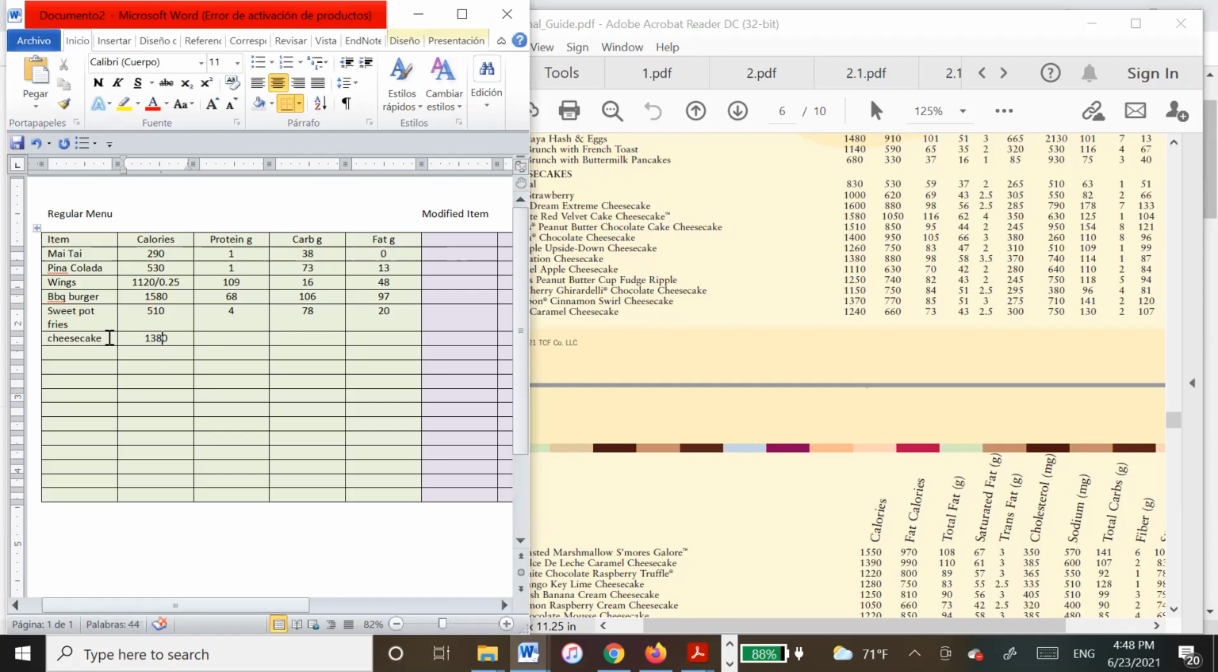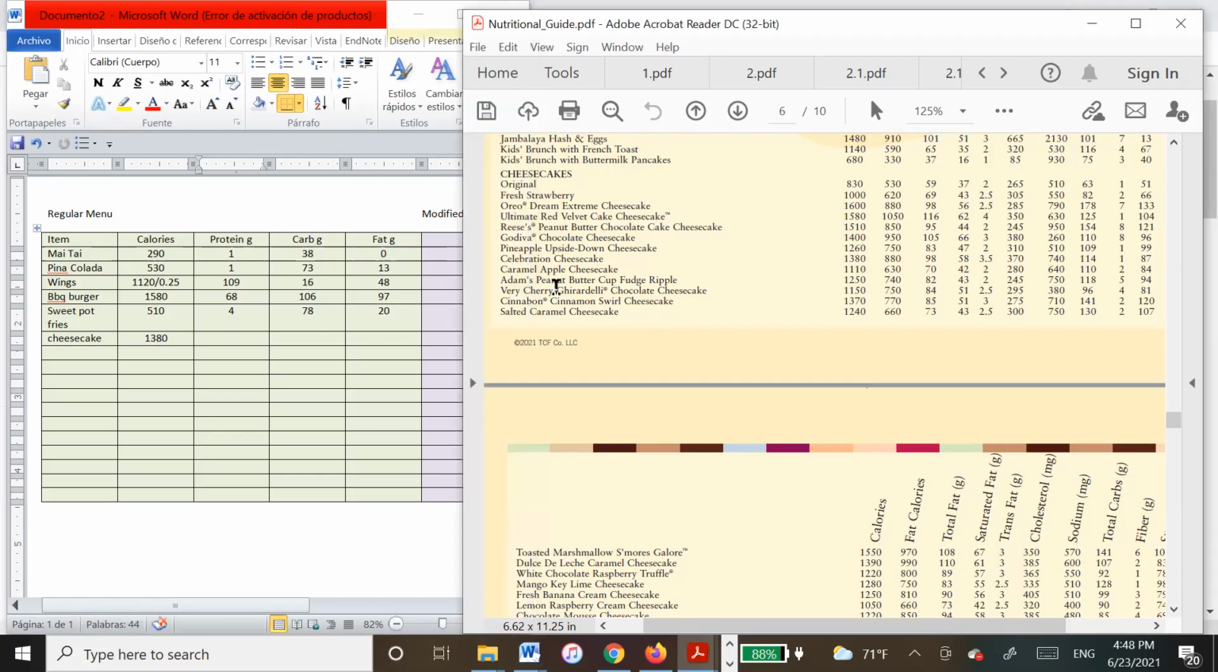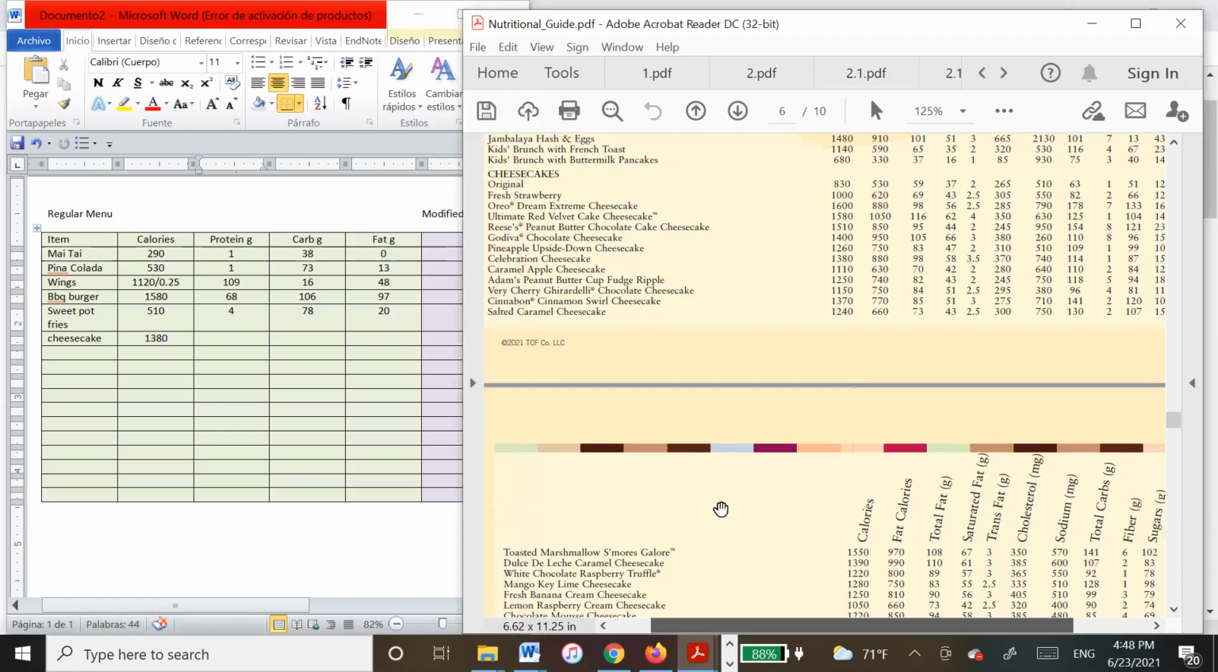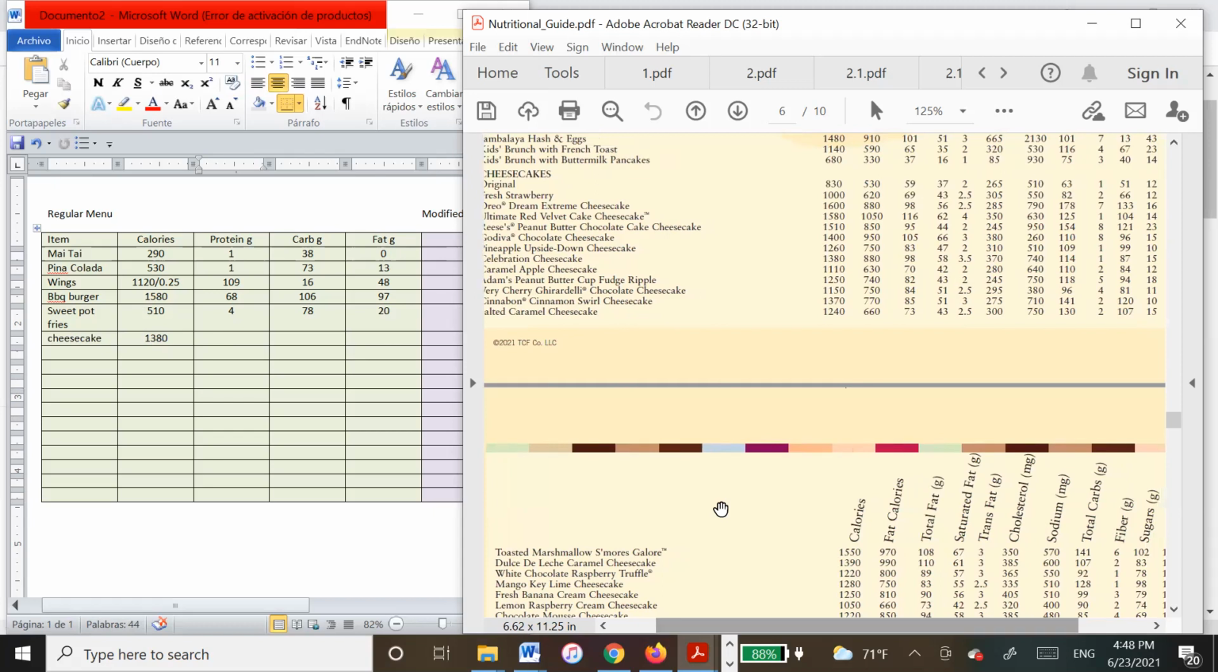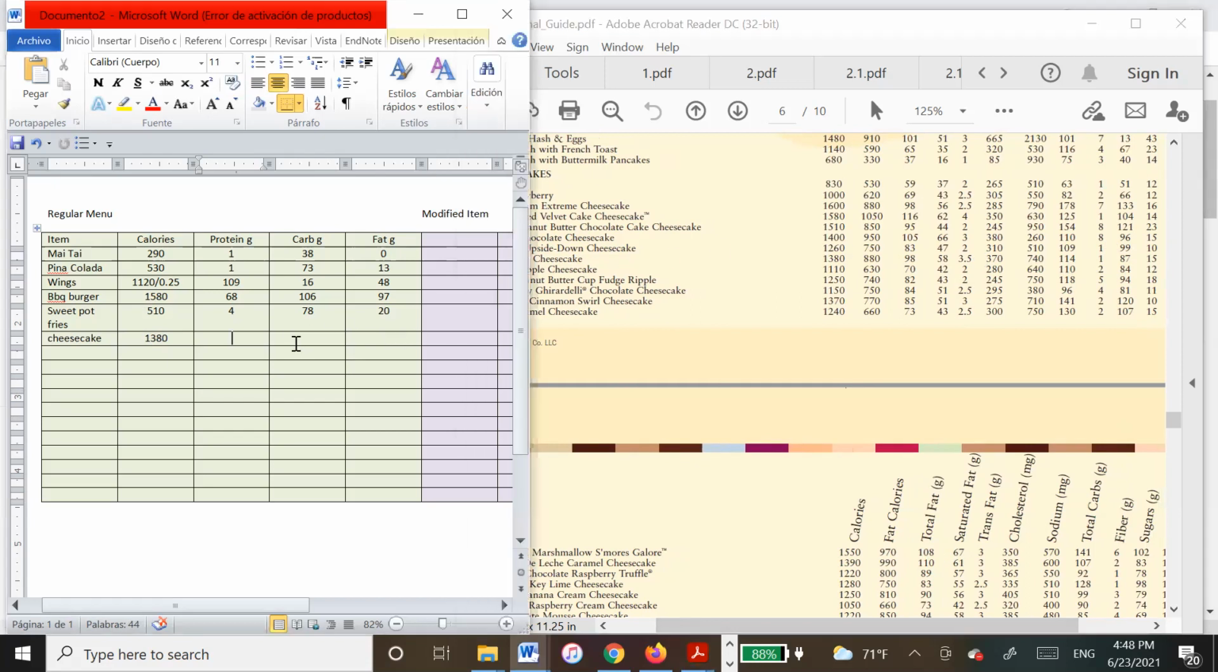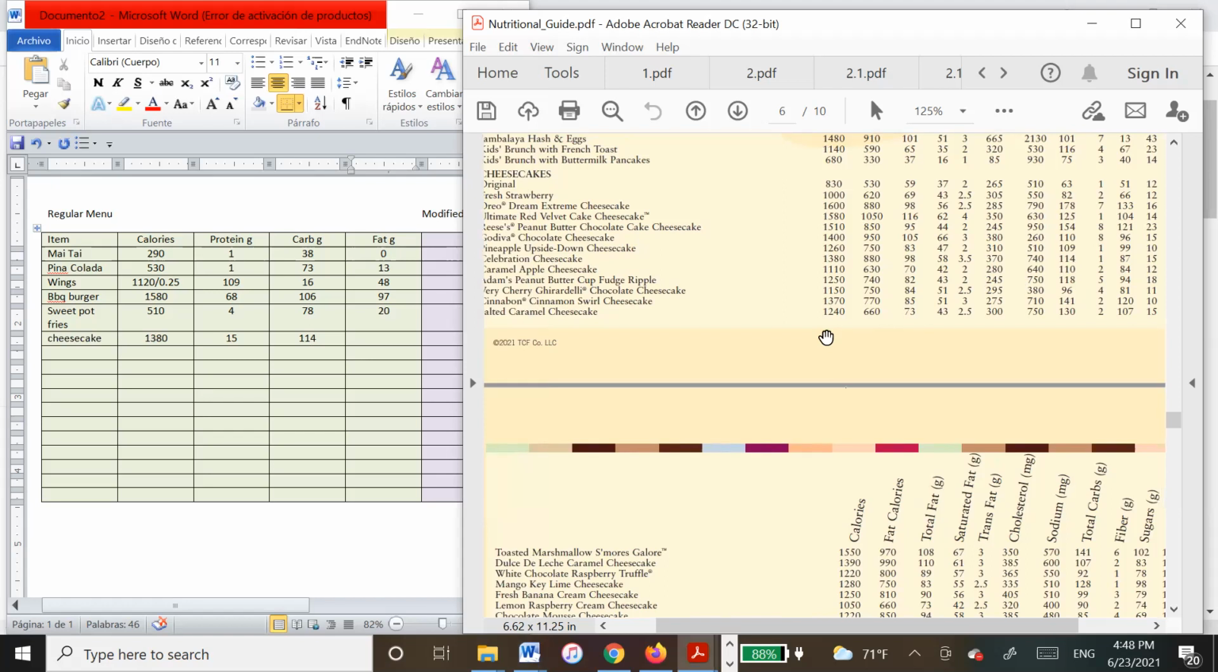Okay, let's look at the protein, the fat, and the carbs. Once again, I'm gonna move this just a little bit. So it looks like the celebration cheesecake has 15 grams of protein. And then remember, I'm gonna go 1, 2, 3, 4, 114 grams of carbs. So 15 grams of protein and 114 grams of carbs.